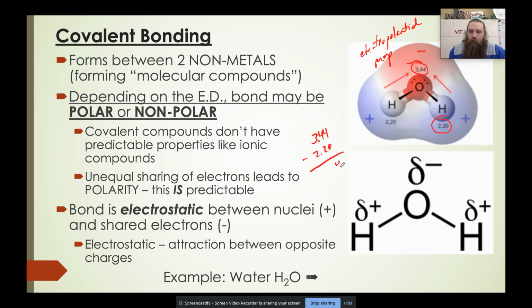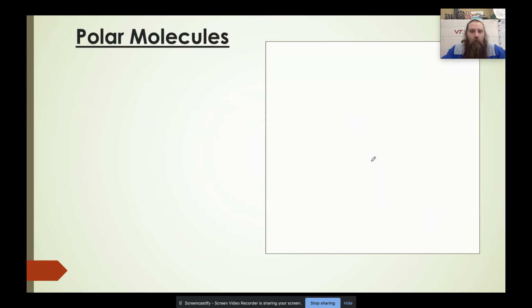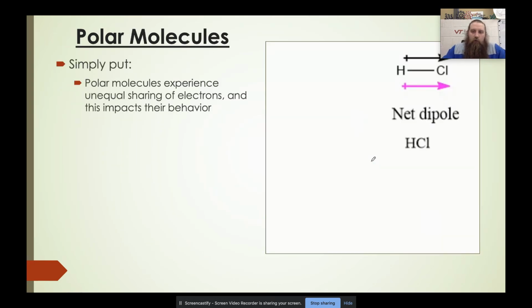2.20 gives us 1.24. All right, so that is squarely between 0.5 and 2.1. So this would be a polar covalent bond, a PC bond. And when we look at polar molecules, if we just try to break that down into simple language, basically they're not sharing their electrons equally.